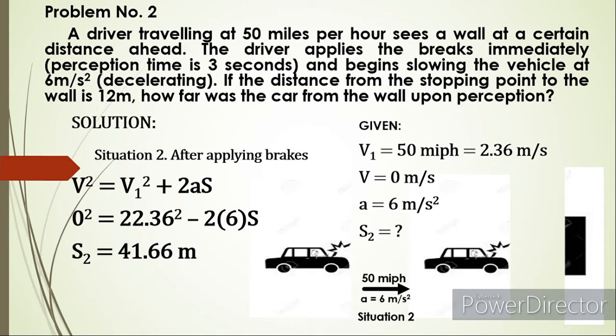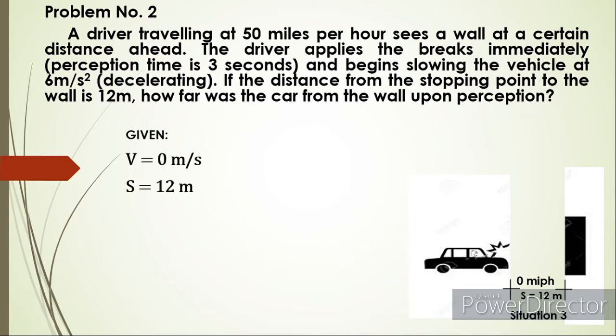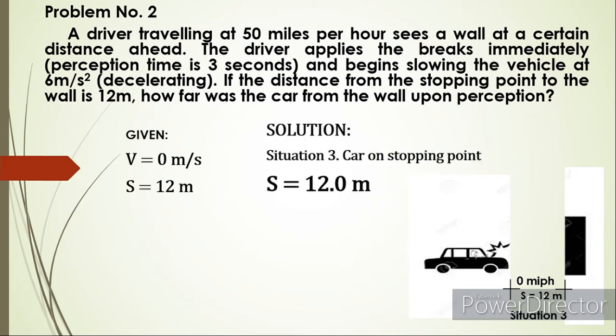41.66 meters. So simula na nag-apply ng brake yung driver hanggang sa tumigil yung sasakyan, ang total travel ng sasakyan doon sa point na yun ay 41.66 meters. Okay, situation number 3. Nung tumigil na yung sasakyan, sabi ng problem, ang distance ng sasakyan mula doon sa pader, simula nung tumigil siya ay 12 meters.